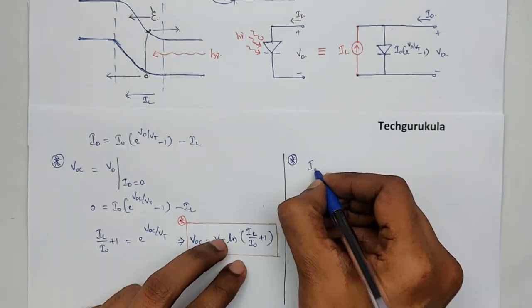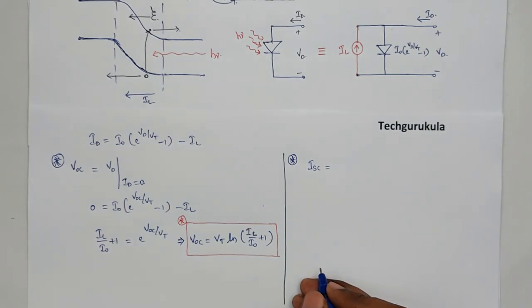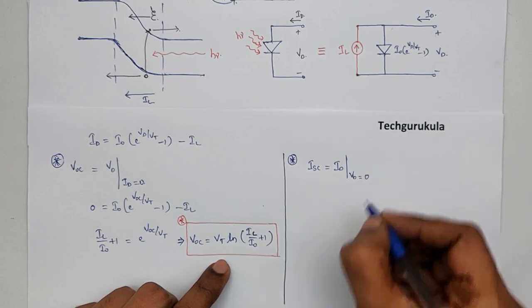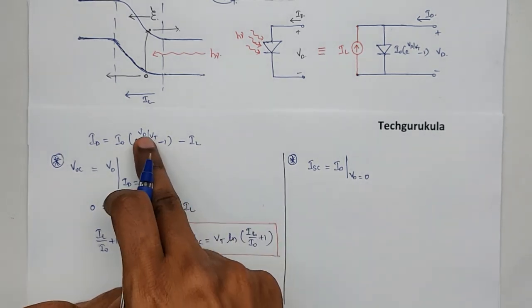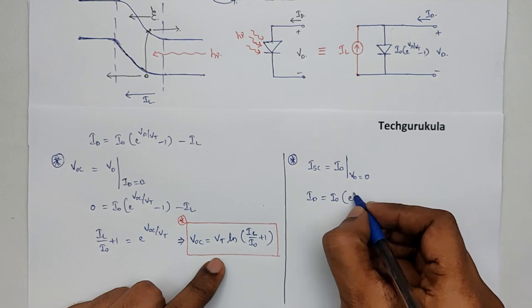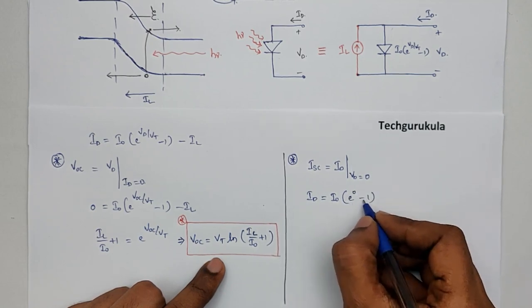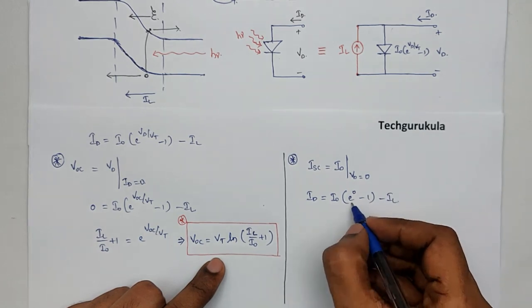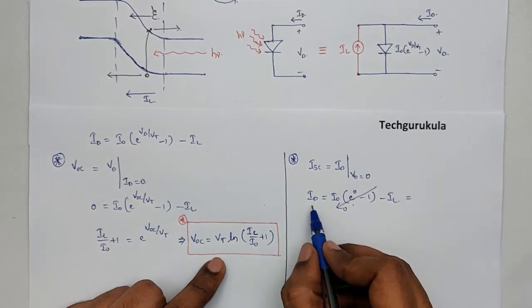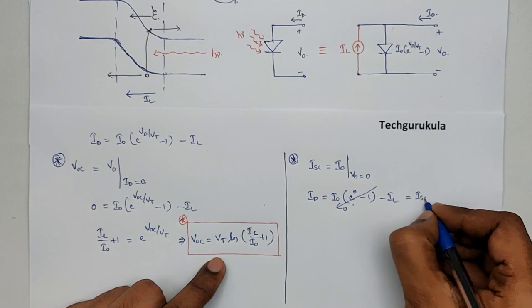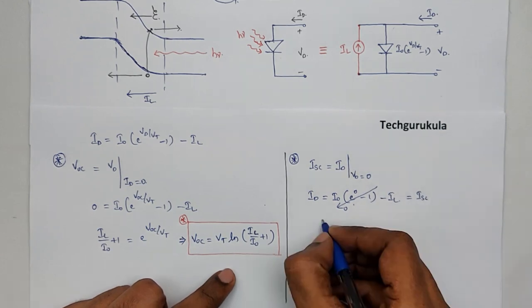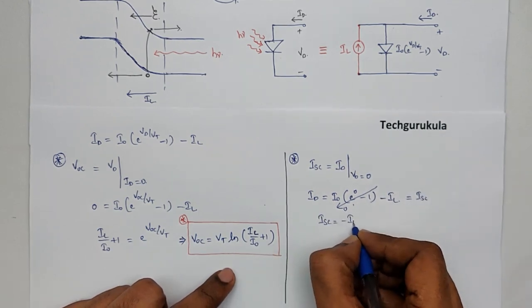Now coming to the second point, ISC. What is ISC? ISC is ID at VD is equal to 0. So let's substitute VD is equal to 0 in this equation. Then ID is equal to I naught times e power 0, which is 1, minus 1, minus IL. As this is 1, 1 minus 1 is 0, so this term goes away. So we have ID is equal to minus IL, which is ISC. So we can say that the short circuit current is nothing but the IL in magnitude. So let me put this here: ISC is equal to minus IL.